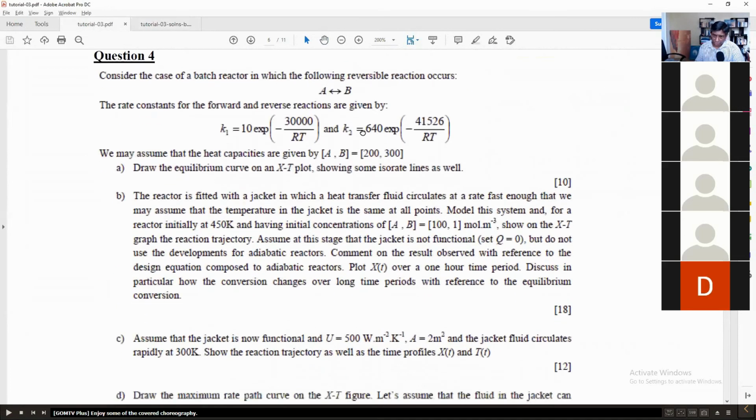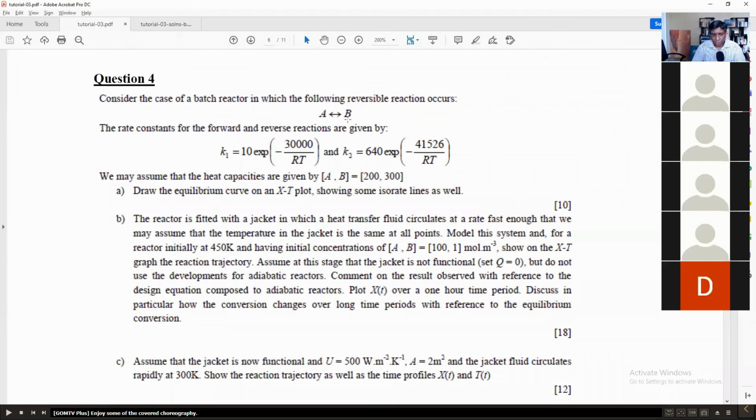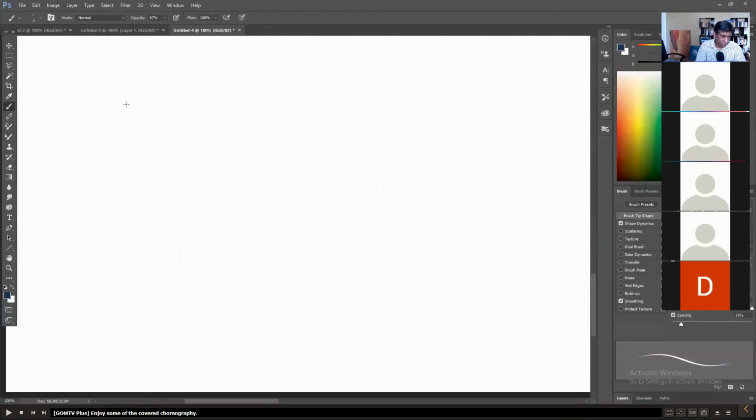Okay, let's now look at this batch reactor. Right, so this is the last problem we'll look at. In this batch reactor, we have a reversible reaction in A and B. So let's just do it down here. We've got a batch reactor, with A and B reversibly reacting.